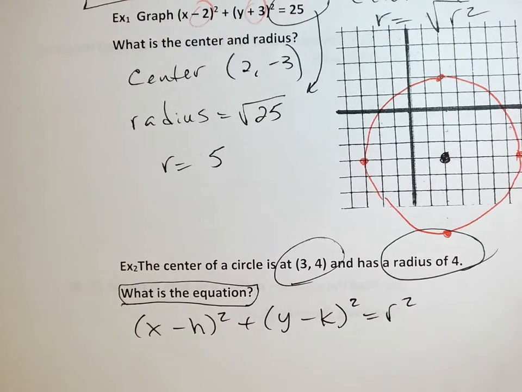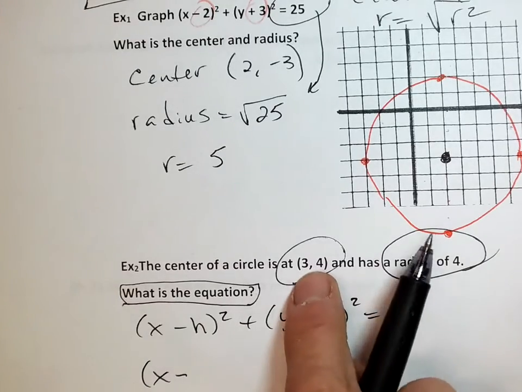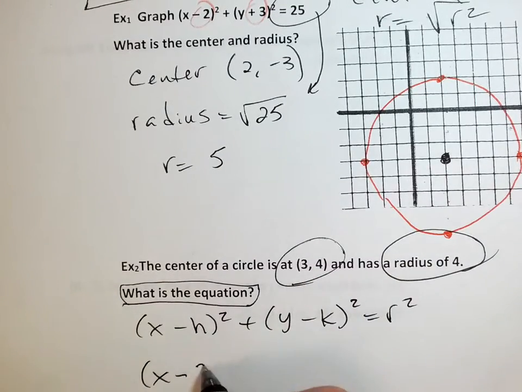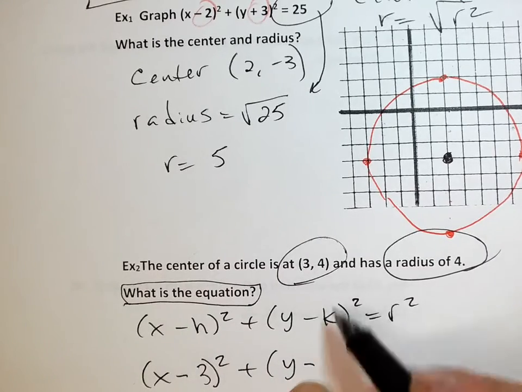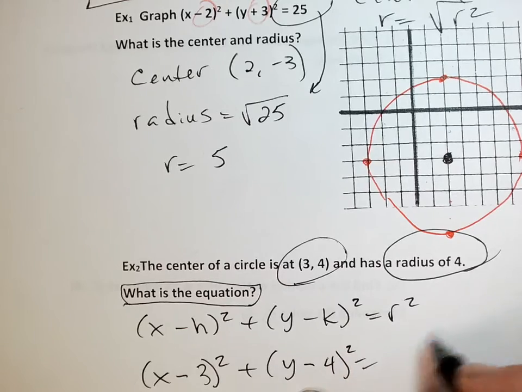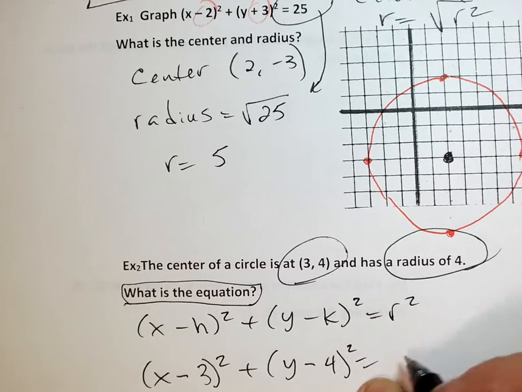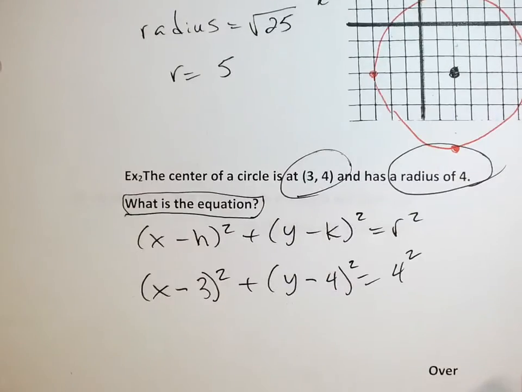So I'm going to go like this. I'm going to go x minus, what's h? It's just 3 squared plus y minus k, what's k? 4. Equals, the radius is 4, equals 4 squared. And I'm going to make that 16. Absolutely, I'm going to make that 16.